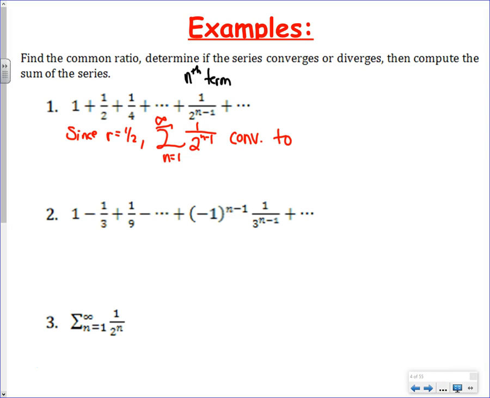The terms approach 0. The sum approaches, look at your endeavor card, there's the formula. 1 over 1 minus 1/2, which is 1 over a half. If you had to simplify, 1 minus a half is a half, and then flip it and you get 2.